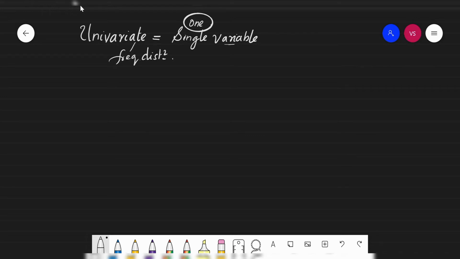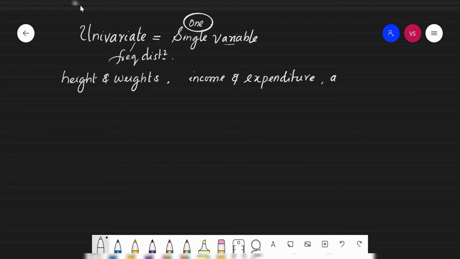For example, if we have to classify data related to heights as well as weights, students, both together, we have to classify the data about heights and weights, or income and expenditure together. Income is one variable, expenditure is another variable. Or we may speak about the age of husbands and the age of wives together. So these are some of the variables which come together, two variables.